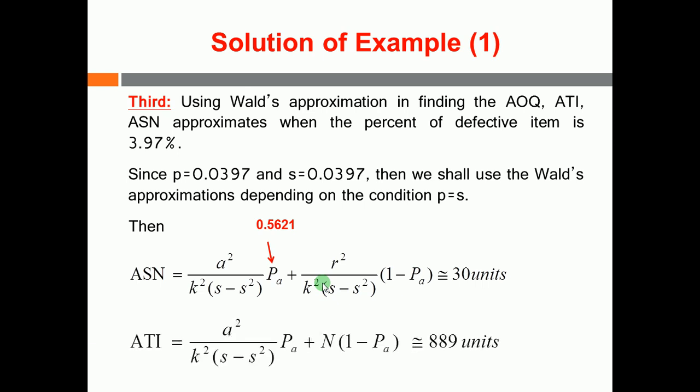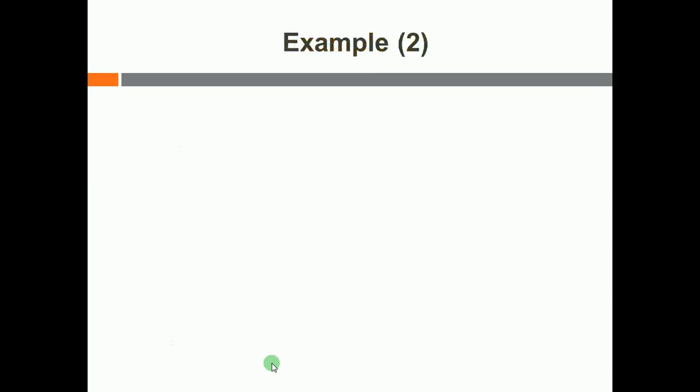Then we have to calculate the average total inspection, and if you can remember, the average total inspection takes part from the average sampling number. So by the calculation, we find out that on average we shall inspect about 889 units. This is the first example. Let's go for the second example.